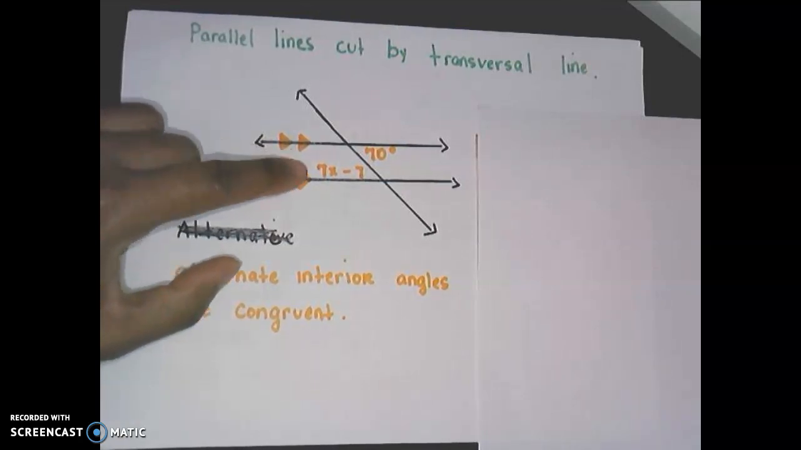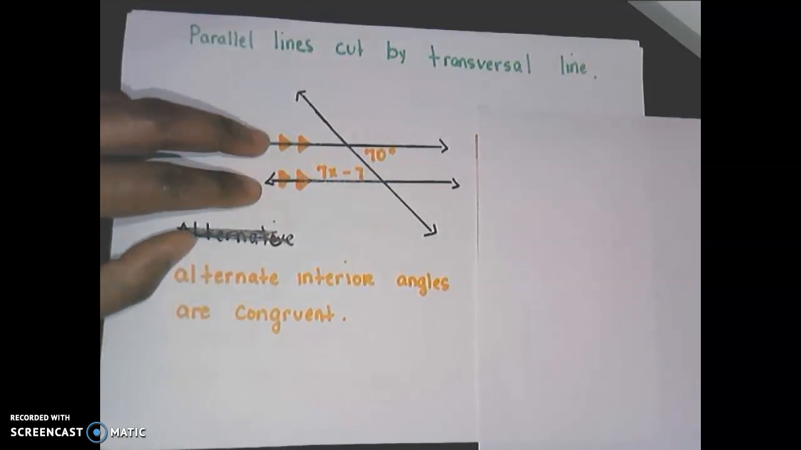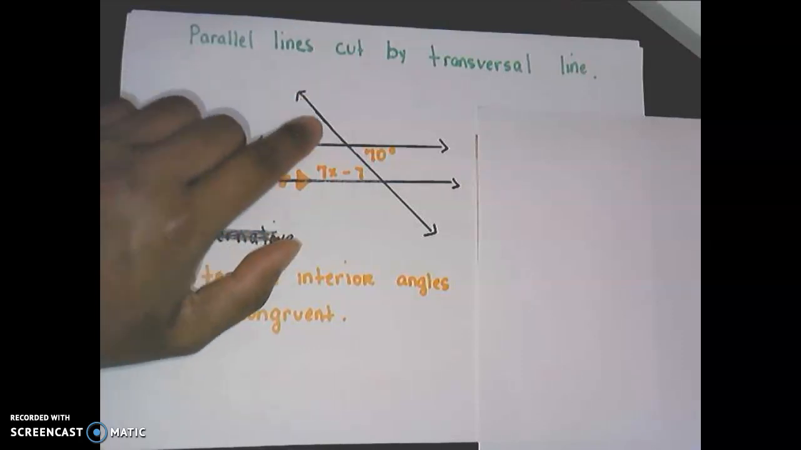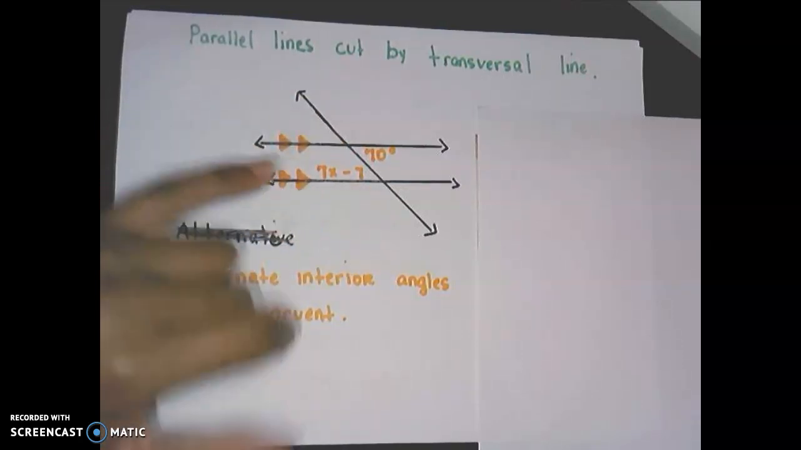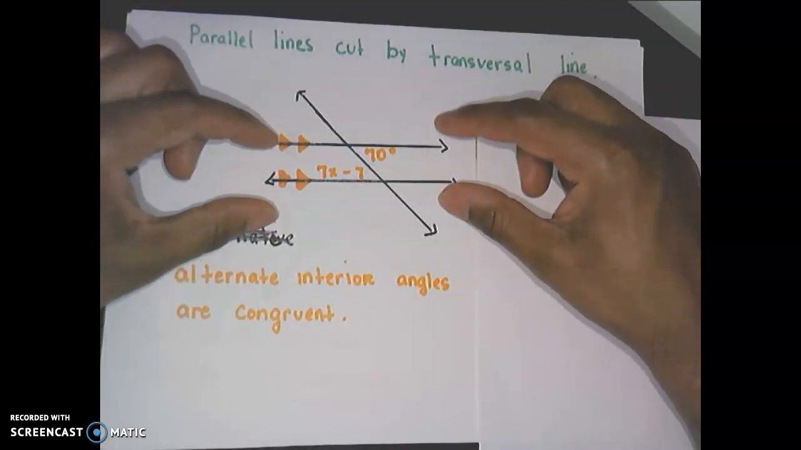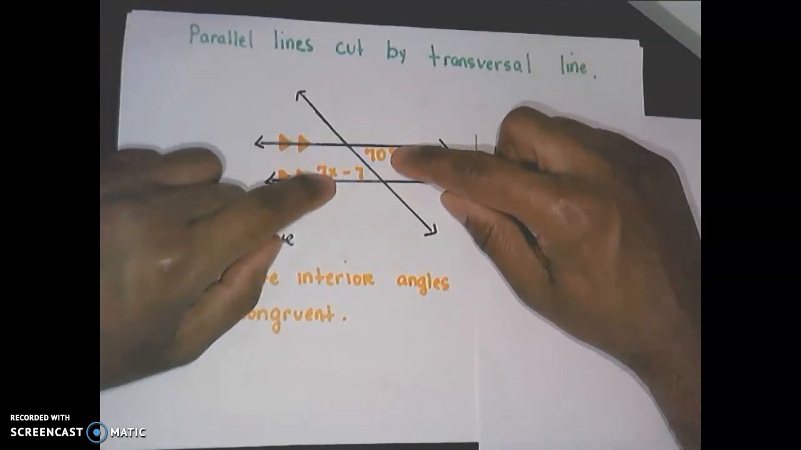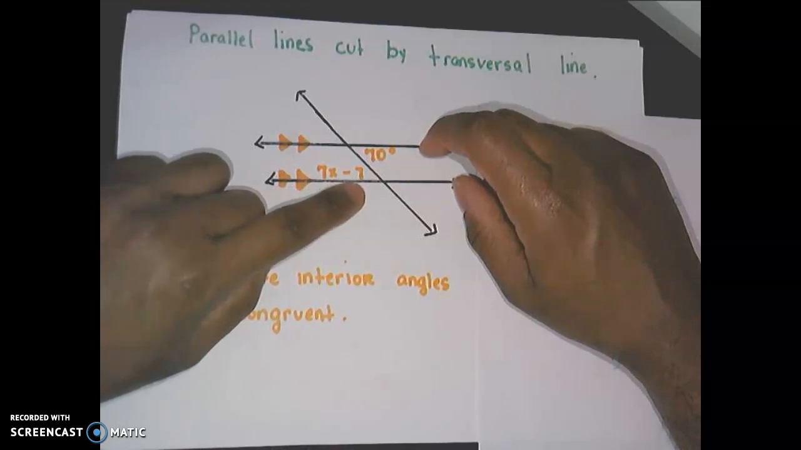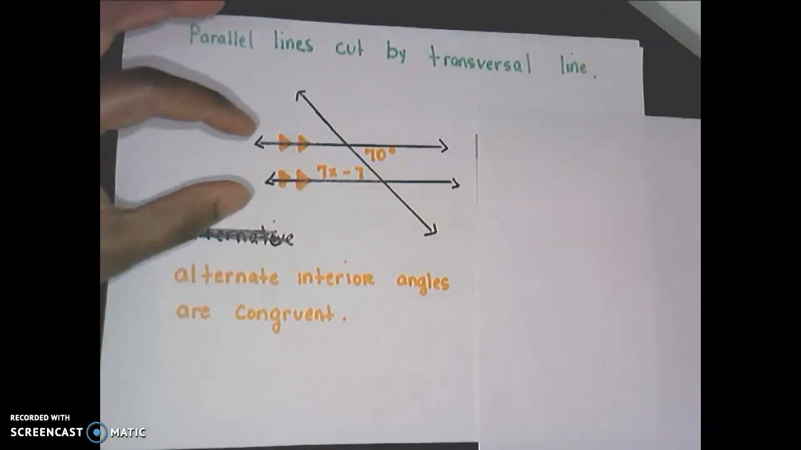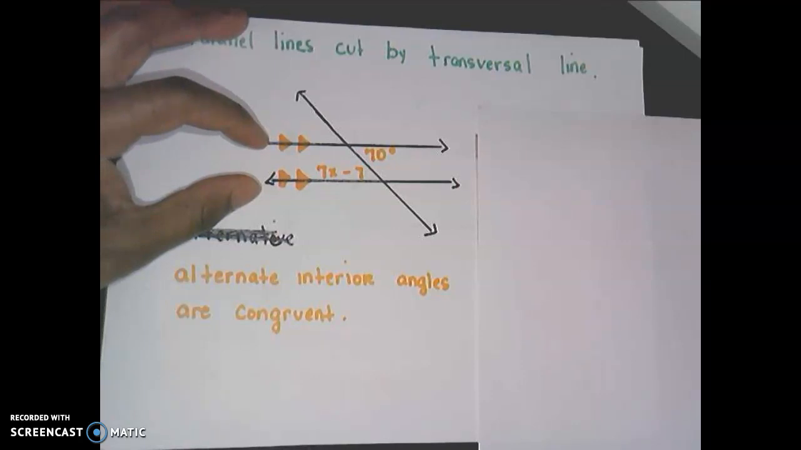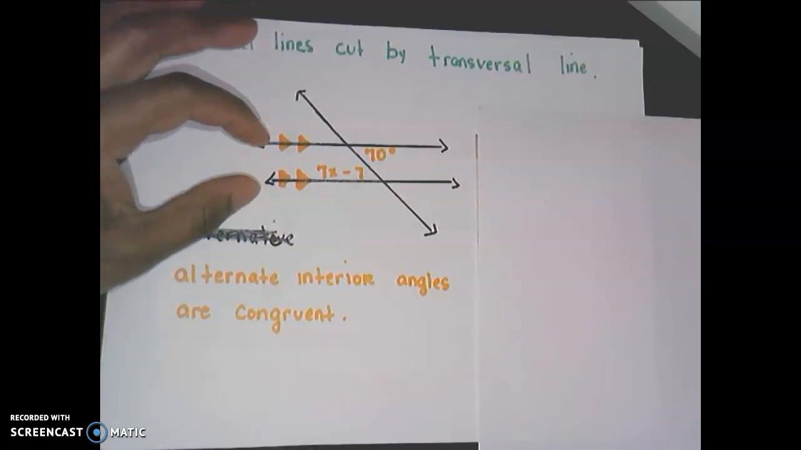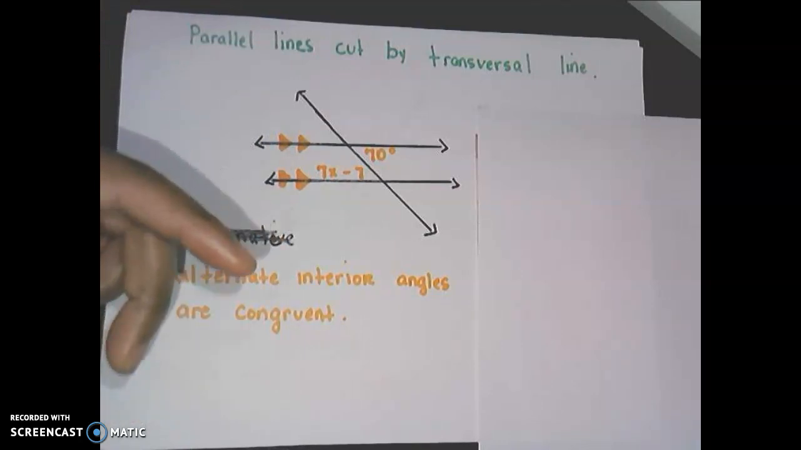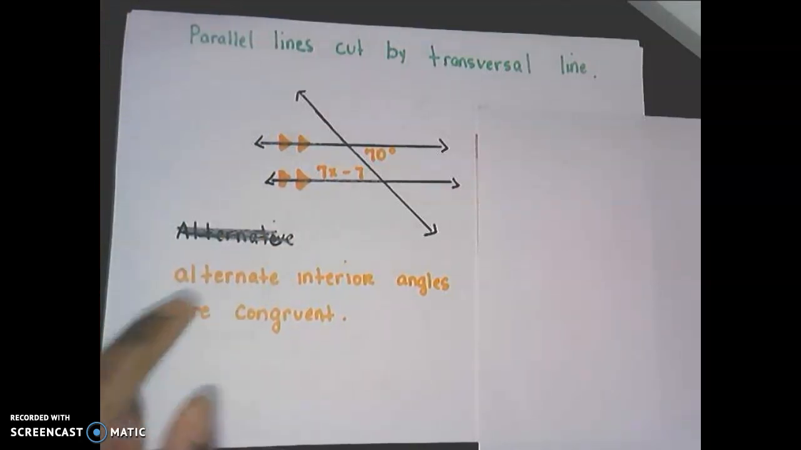Now, when you see these arrowheads on the lines, that means these two lines are parallel, and this is our transversal line. And if you can see here, we have angles inside of the two parallel lines. So this angle here is 70 degrees, and this angle here is 7x minus 7 degrees. Since they're inside the parallel lines and on opposite sides of the transversal, they're going to be alternate interior angles. And we know that alternate interior angles are going to be congruent.